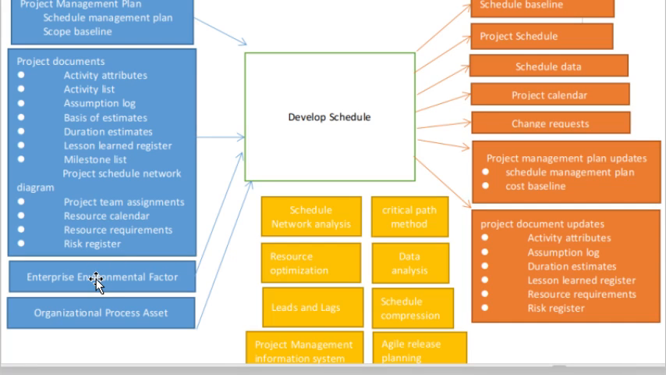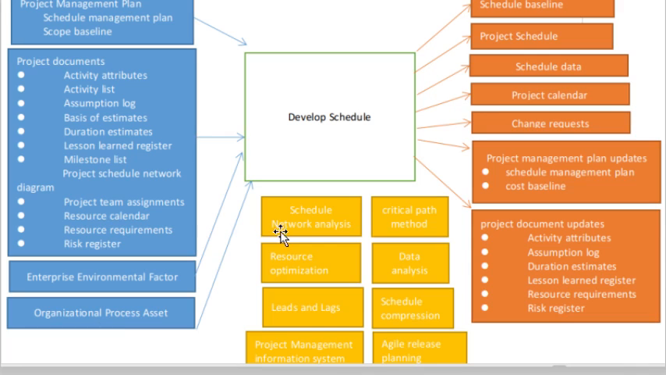Enterprise environmental factors means the overall culture of the organization, like what type of software they are using, what type of project management methodology they are using. Then the organizational process assets. For example, the cost estimates, the project management plans made for previous projects, the time estimates, the contracts and agreements. All these are basically the OPA, or organizational process assets.